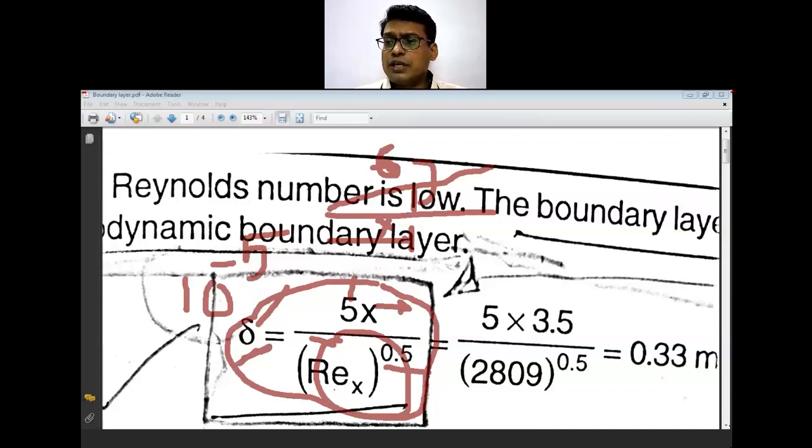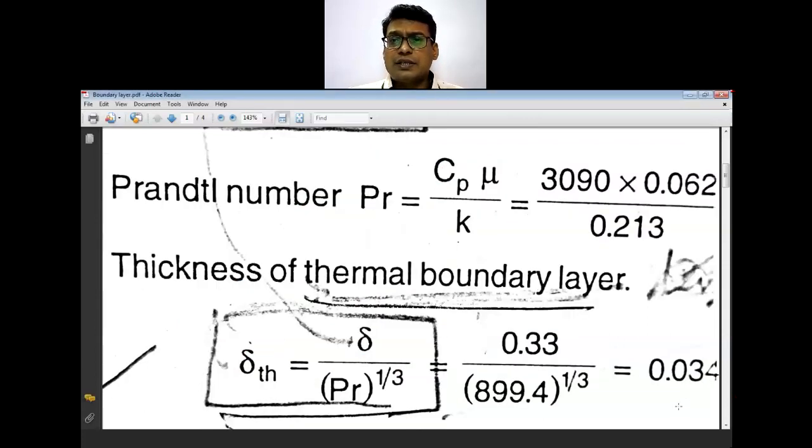Now there is a relationship between the hydrodynamic boundary layer and the thermal boundary layer, and this depends on the Prandtl number. Prandtl number is Cp mu upon K. The thickness of the thermal boundary layer is considered as delta Th. Delta is your hydrodynamic boundary layer, or sometimes it is also represented by delta H, H for hydrodynamic. The relationship is that the thermal boundary layer equals the hydrodynamic boundary layer thickness upon the Prandtl number raised to the 1/3.